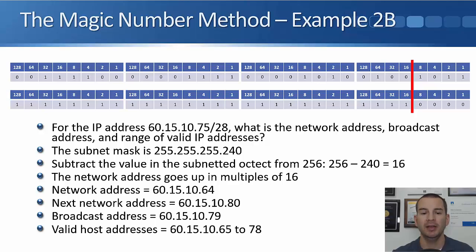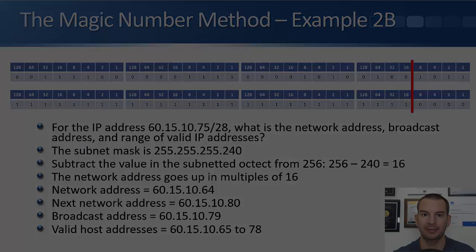And with our example, it's asked us to figure out the network address for 60.15.10.75. So we just go up in multiples of 16 until we get to the closest subnet. So that would be 16, then 32. We can double that to 64. The next one would be 80. So 75 is between 64 and 80. So the network address must be 60.15.10.64. We know that the next block starts at 80, so the broadcast address must be 79, and the valid hosts would be 65 to 78.